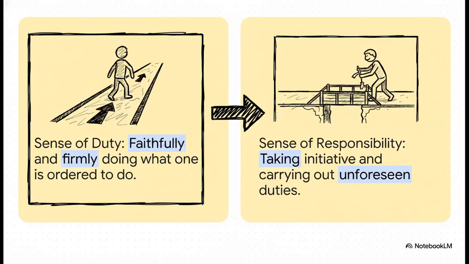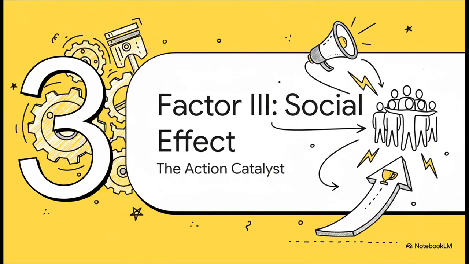Now, this next point is absolutely crucial for any leader. There's a huge difference between a sense of duty and a sense of responsibility. See, duty is about faithfully doing what you're told, but responsibility, that's a massive step up. It means taking proactive initiative, dealing with problems nobody saw coming, and, this is the big one, being willing to own the consequences of your actions. Okay, so we've got thinking and relating down. Now let's move on to factor 3, the action catalyst, or social effectiveness.